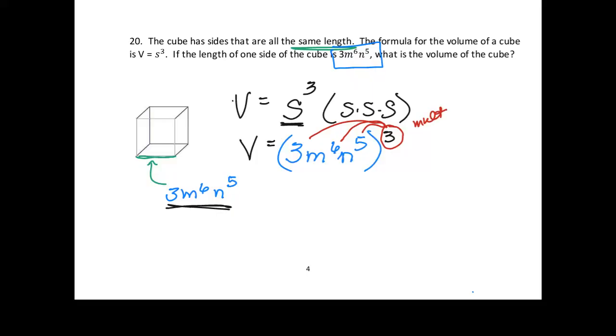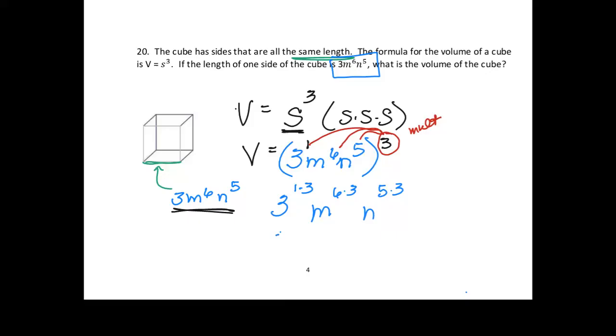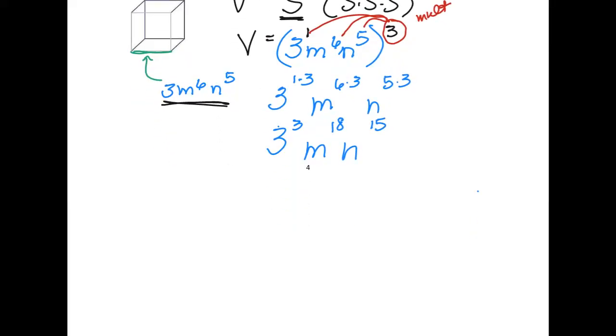There's no exponent on the 3, so put a 1 on it. So that's 3 to the 1 times 3, m to the 6 times 3, n to the 5 times 3, which gives me 3 to the third, m to the 18th. Ooh, that's kind of a high exponent. Is that okay? Yeah, I mean, it is what it is, right? N to the 15th. And is that my final answer?